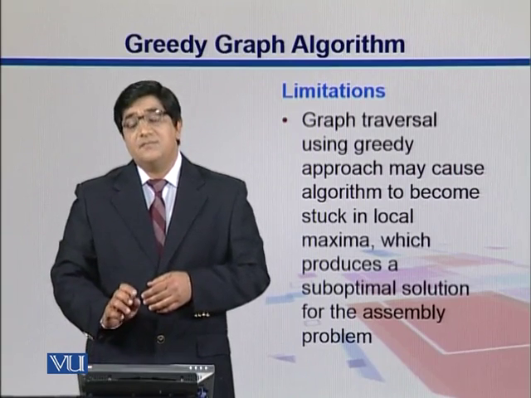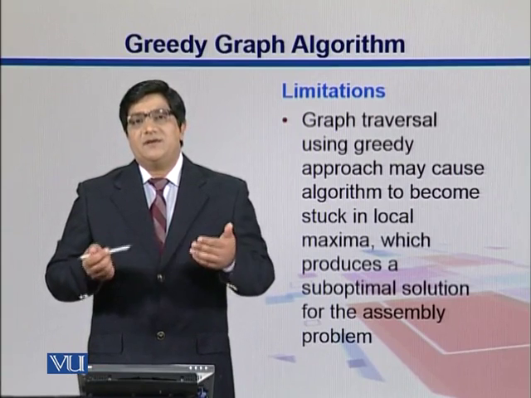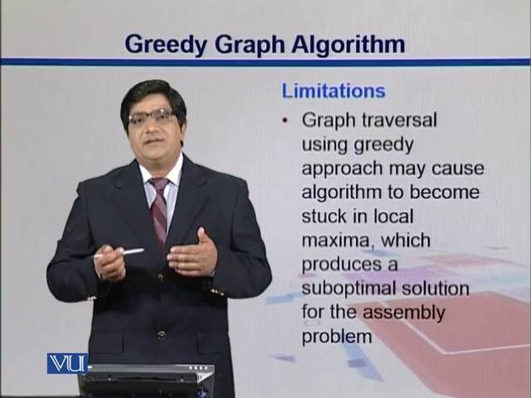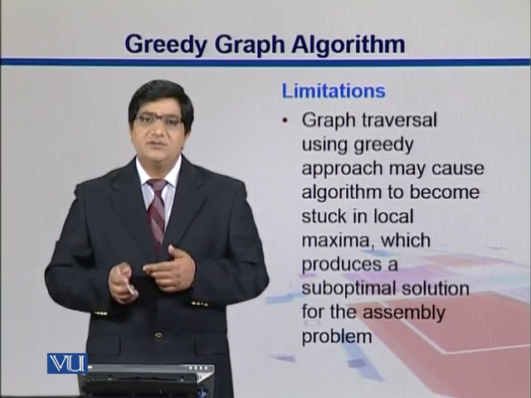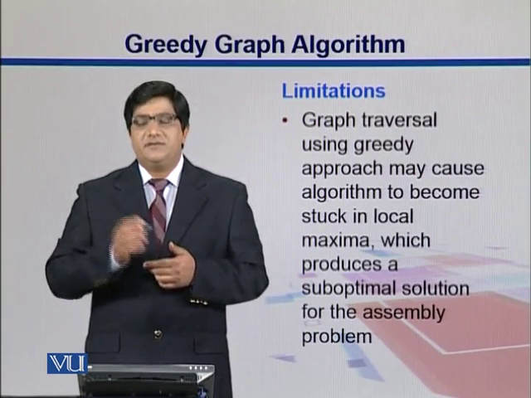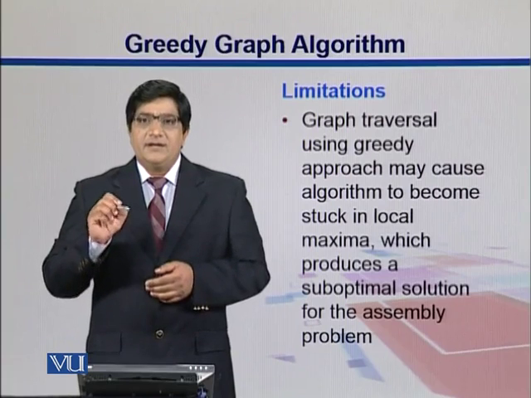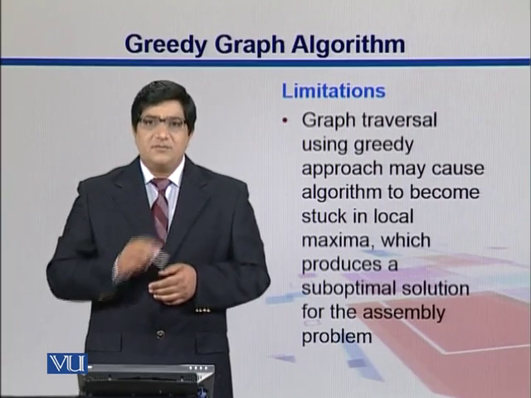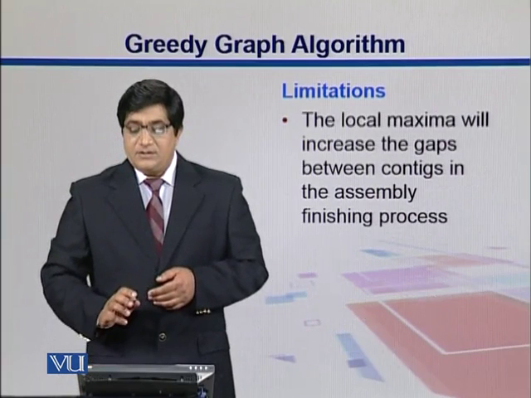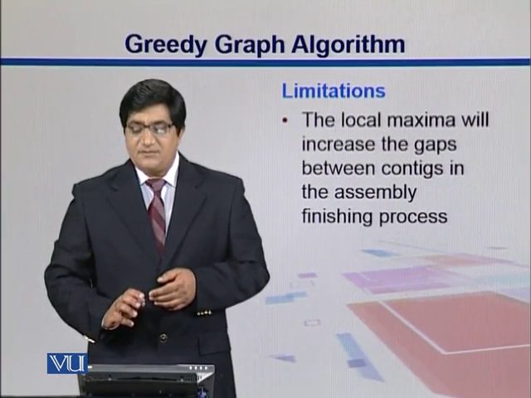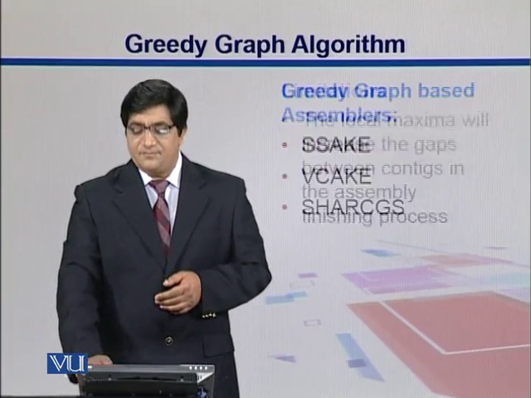So this algorithm, while using those overlaps, gives you an assembly, and it then keeps on building onto that. It thinks the solution it's giving you is the best one, the perfect one, but actually it may not be the real solution, but it gets stuck over there and does not come out of it. So this local maxima will increase the gaps between the contigs in the assembly.